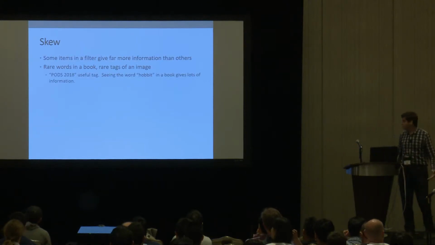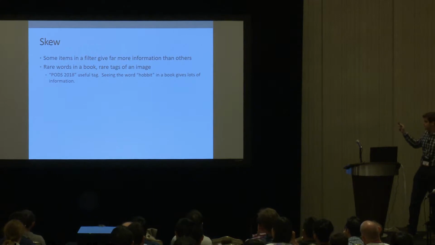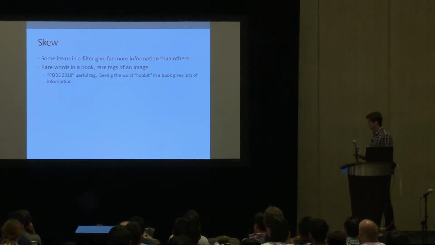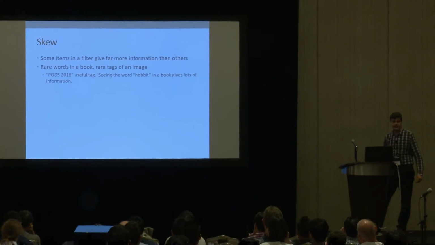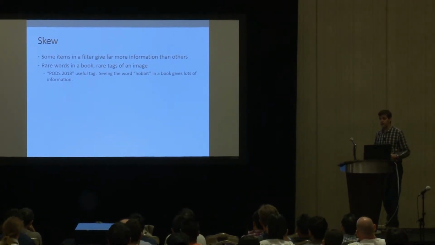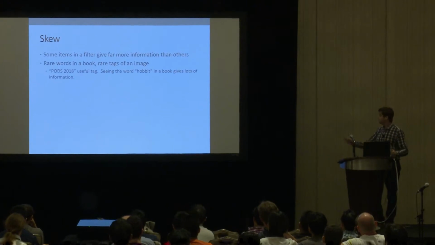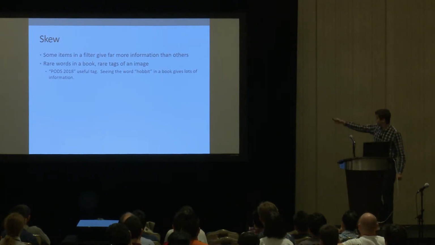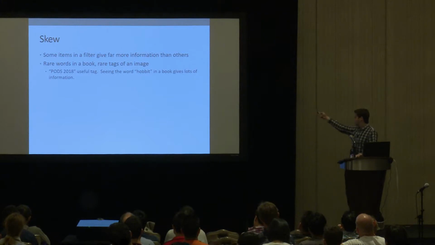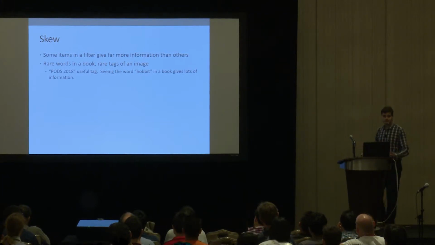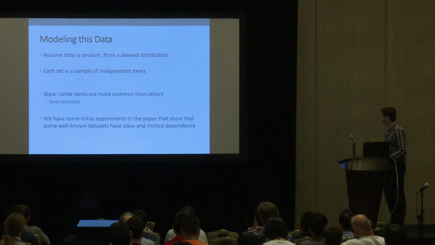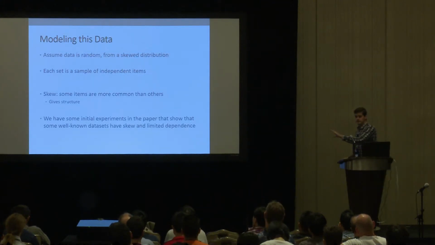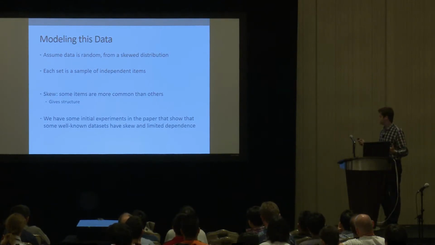So let's talk about skew. As we saw, some items in a filter give far more information than others. This can be rare words in a book, rare tags of an image. All right, so this is being videotaped right now. I assume that this video is going to have a tag that is something along the lines of PODS 2018. That's going to make it really, really easy for all of us to find, right? We also saw, of course, seeing the word Hobbit in a book also gives lots of information about what other books might be similar. So this skew is going to be the basis of our quote-unquote easier distributions.